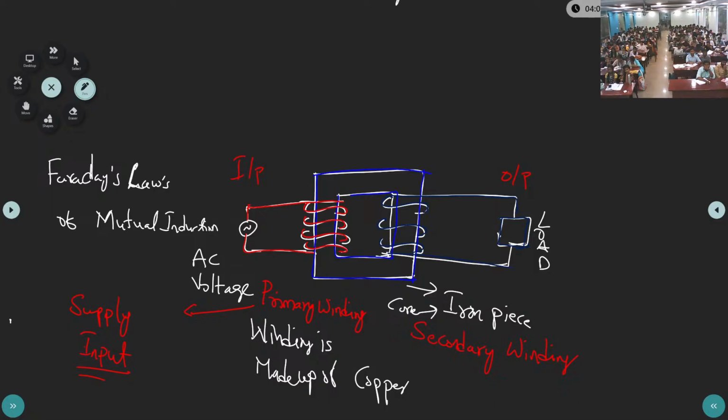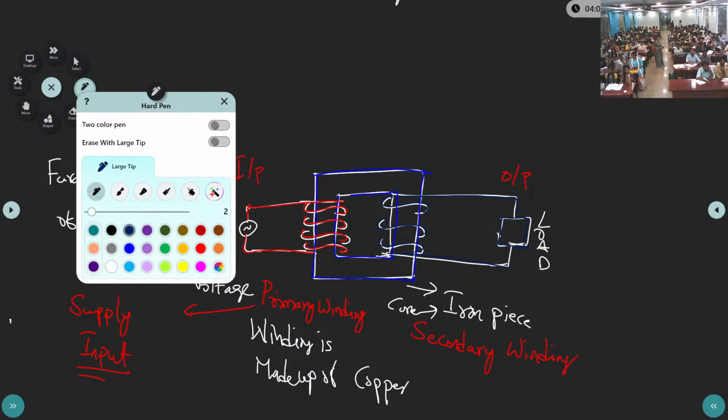How will the current flow? In a conductor, current will flow. What is the property of the current? Current will flow from high voltage to low voltage, from high potential to low potential, from one place to another. These two, the primary winding and the secondary winding, are not connected here.